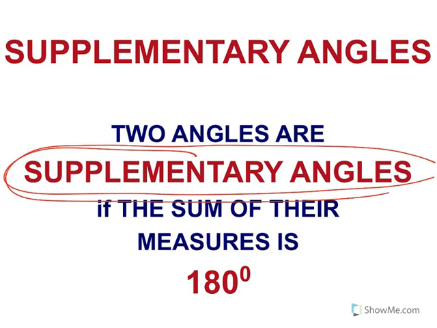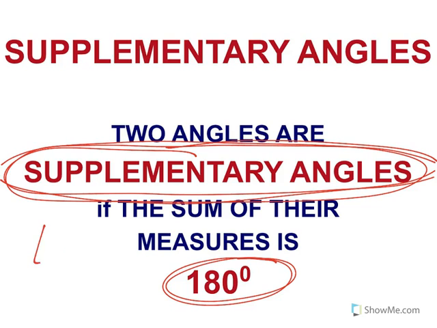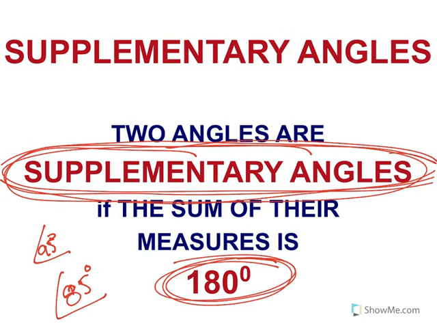Supplementary angles add up to 180. So you could have 95 and you could have 85. That actually adds up to 180. Yay. Okay? Supplementary angles add up to 180. I cannot stress to you enough that this is a definition that you absolutely have to memorize. You will use this over and over and over.